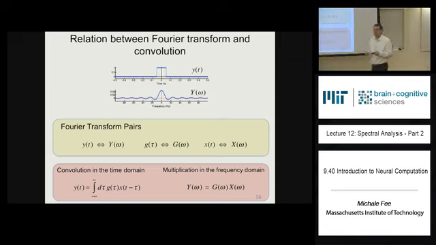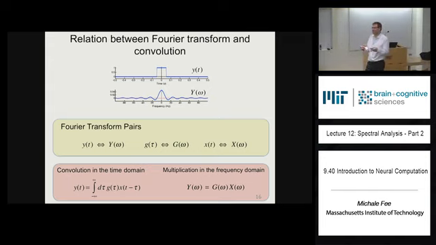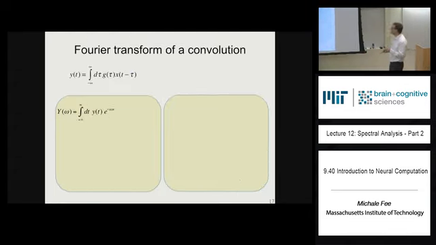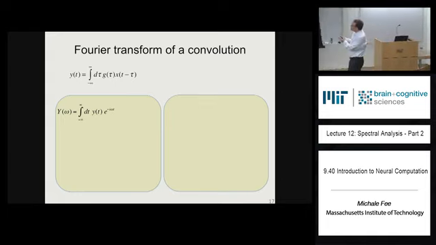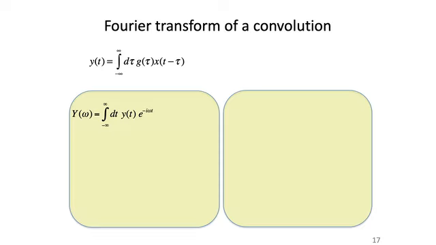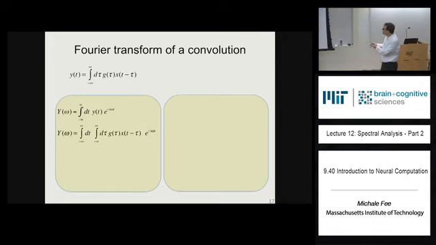I'm going to walk you through how you derive that. I don't expect you to be able to derive it, but the derivation is kind of cute, and I enjoyed it, so I thought I'd show you how it goes. So here's the definition of the convolution. What we're going to do is just take the Fourier transform of y. Here's how you calculate the Fourier transform of something. Capital Y of omega is just the integral over all time dt, y of t e to the minus i omega t. So we're going to substitute this into here.